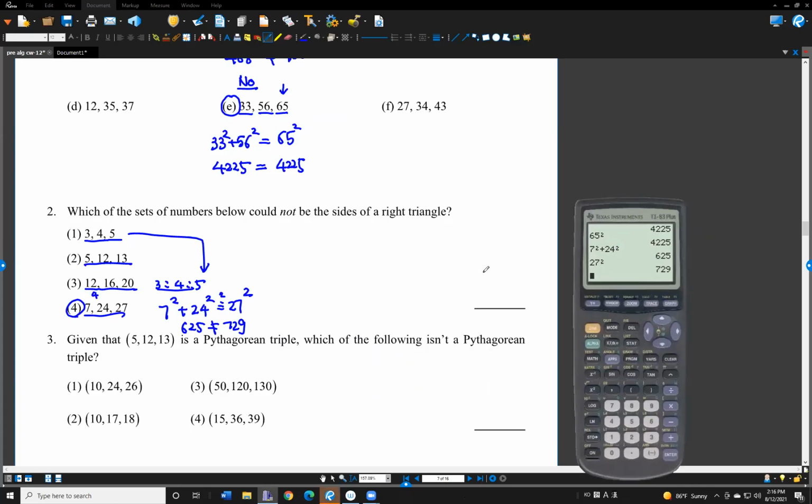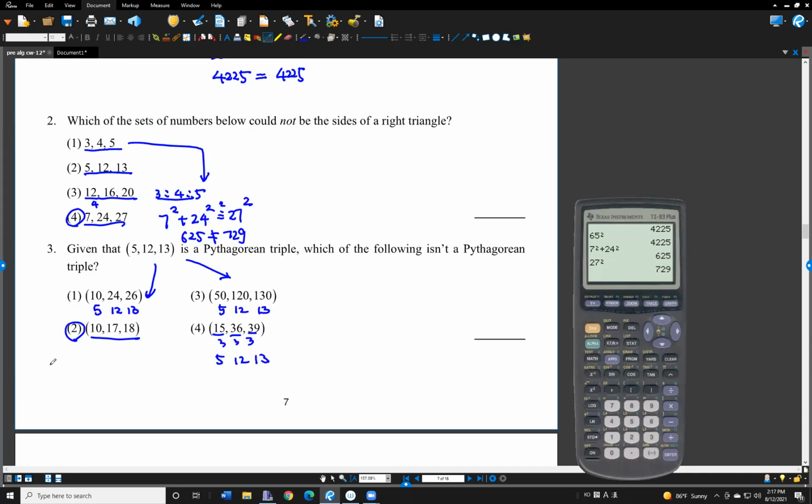So number 3, which of the following isn't a Pythagorean triple? When you divide by 2, this is 5, 12, 13, the same group. This is a right triangle triple. You can divide by 10, it's 5, 12, 13, same group. Also, this is a Pythagorean triple. When you divide by 3 over here, this is 5, 12, 13, same group, but this one is not. Could it be a Pythagorean triple? You can check it out anyway.